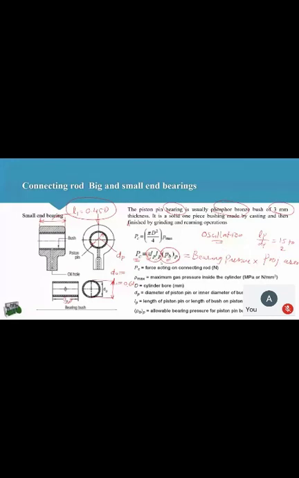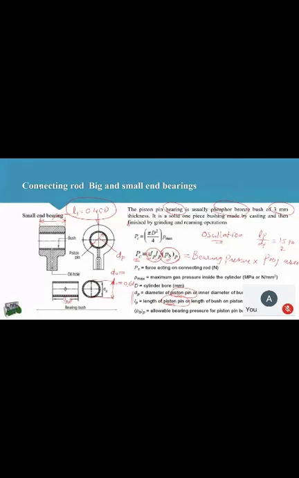L1 is equal to LP, no? L1 is equal to LP only. The only point is that here the new notations are used. This nomenclature is basically used to denote the factors in terms of piston pin rather than in terms of length of small end, etc. So that is the only difference in the nomenclature. Otherwise, the concept is same. So L1 is nothing but LP only. Done?